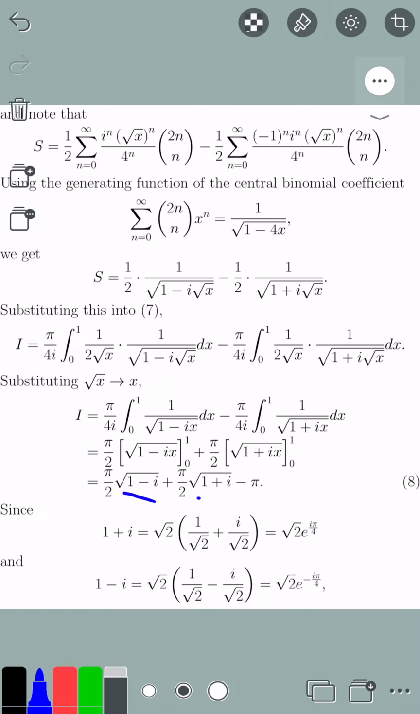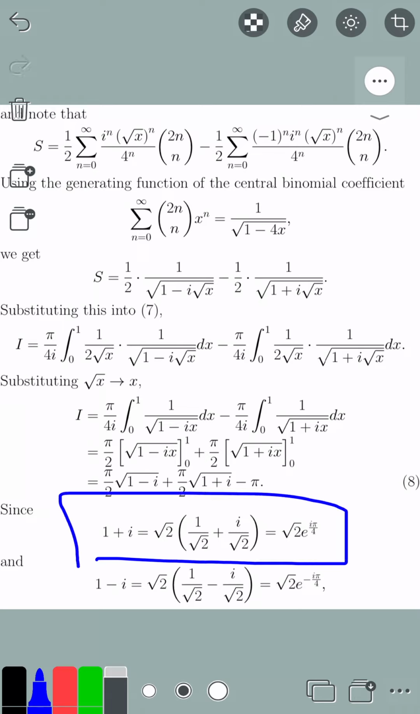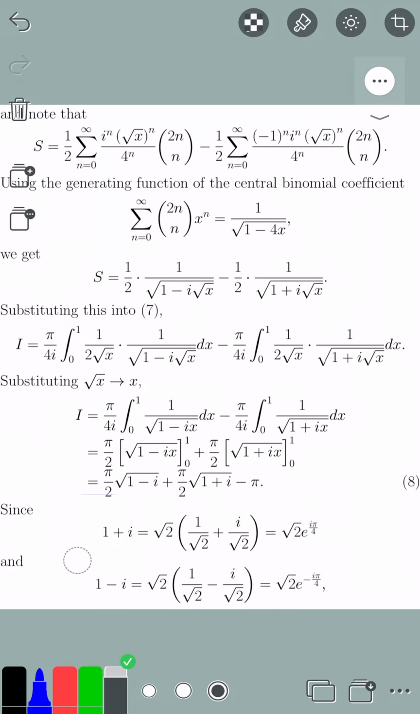Well, so now we need to find the square roots of 1 plus i and 1 minus i. So 1 plus i is 1 over square root of 2 plus i over square root of 2, which is equal to square root of 2 times e to the power of i pi over 4, just using Euler's formula. Euler's formula is e to the ix equals cosine x plus i sine x. And cosine of pi over 4 is 1 over square root of 2, and the same for sine of pi over 4.